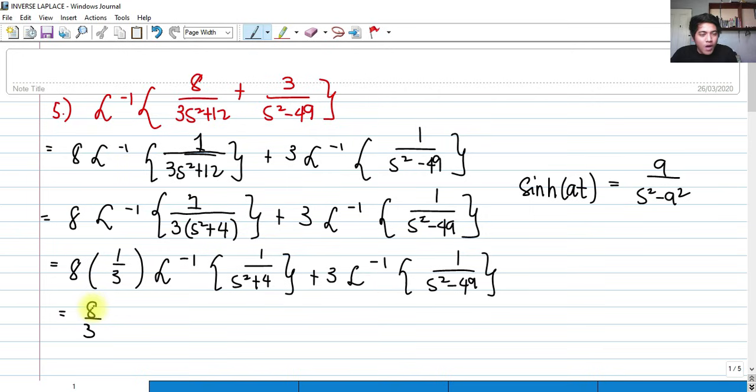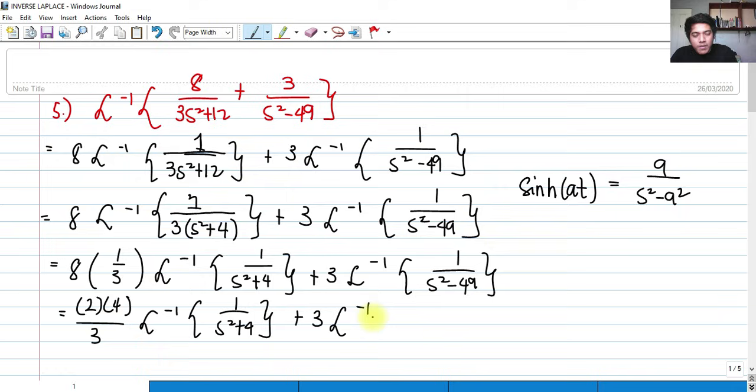We can again borrow 2 from the 8 here in our numerator. So if we borrow 2 here, this would become 2 times 4. That is still 8 over 3, inverse Laplace of 1 over s squared plus 4, plus 3 inverse Laplace.